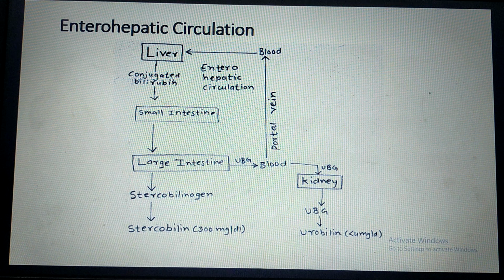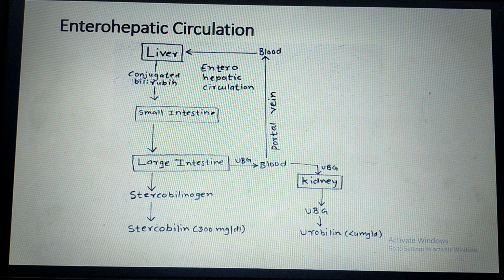So this is the process. The liver will take the bilirubin from blood, conjugate it inside the liver cell, and after conjugation the liver will excrete the conjugated bilirubin into the small intestine. From the small intestine it goes to the large intestine. In the large intestine, bacterial flora acts on that conjugated bilirubin and converts it into urobilinogen and stercobilinogen. So these two bilinogens are formed in the large intestine from conjugated bilirubin.